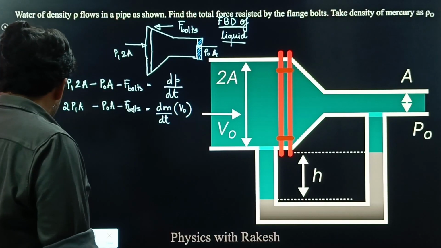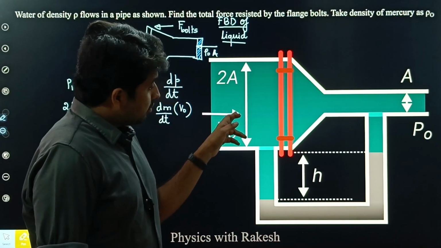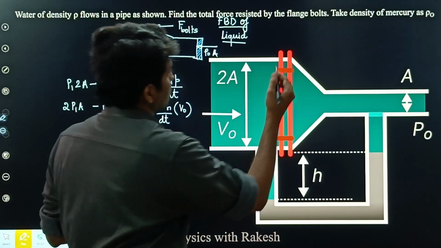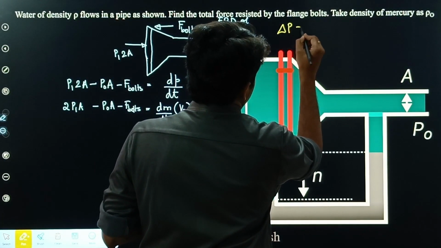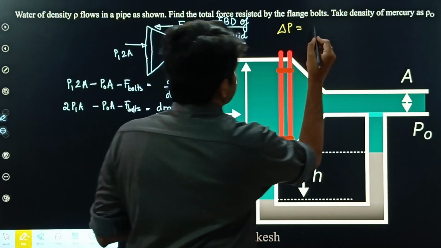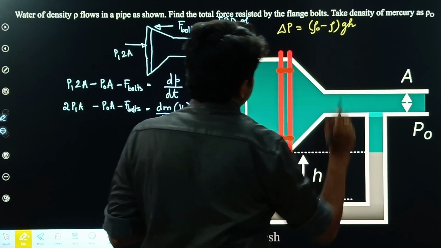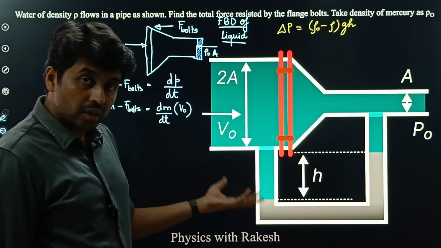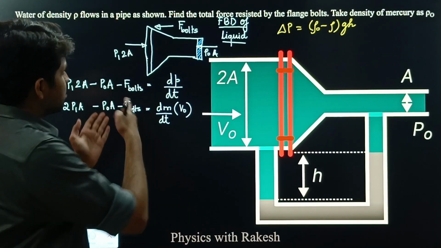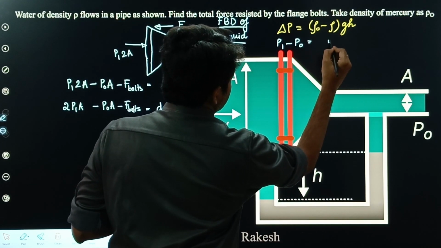Now what will be P1? We have already seen what delta P is. In such cases, delta P equals rho naught minus rho into g into h, for such a design of venturi meter. So we can just put this here. Delta P is nothing but P1 minus P0. P1 minus P0 equals whatever this is here.